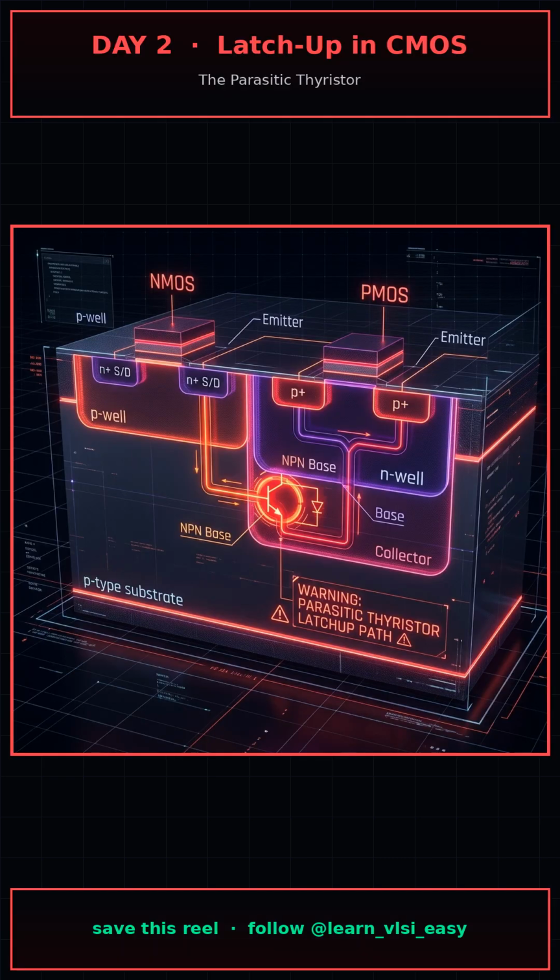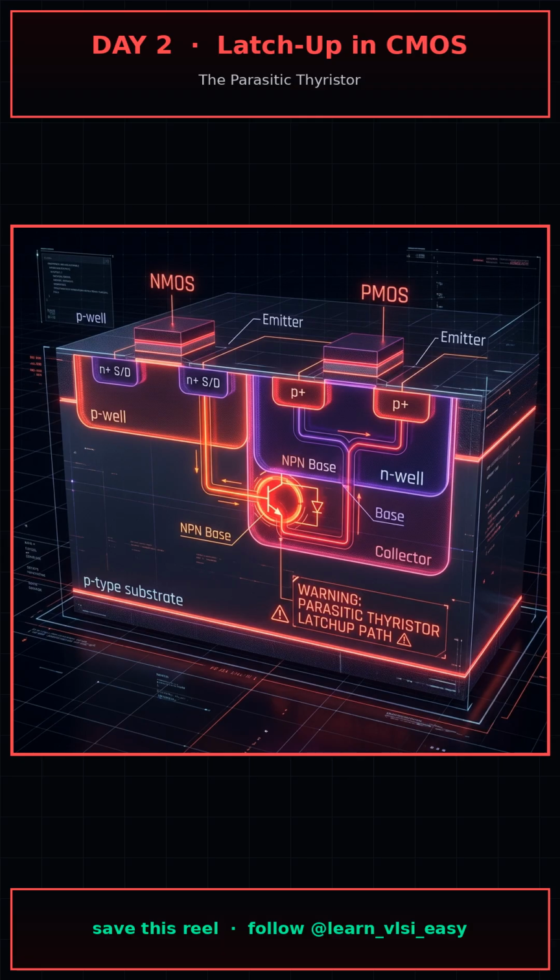The physical proximity of N-wells and P-wells in CMOS introduces a catastrophic, hidden danger known as latch-up. Because of how the doped regions sit next to each other, they unintentionally form parasitic NPN and PNP bipolar transistors. These bipolar transistors are cross-coupled, forming a deadly feedback loop that acts exactly like a thyristor.